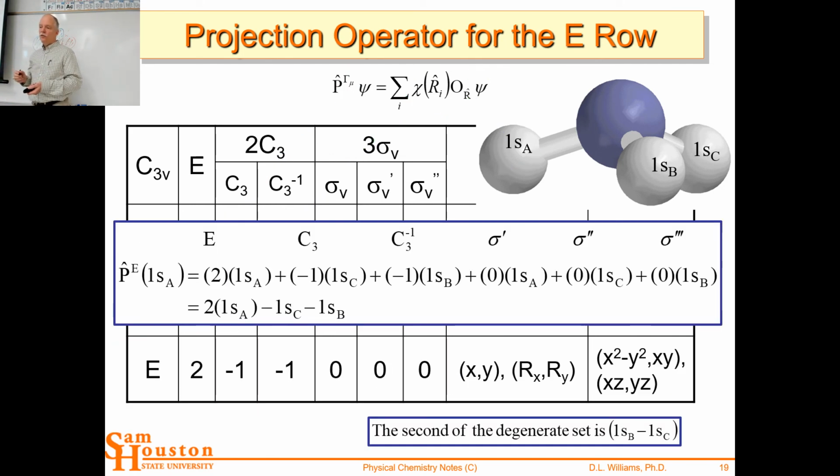This will be the last thing we do. We run through the E column, or the E row. We have the same A, C, B, A, C, B. But now the characters tell us under E, it's doubly degenerate, so there's a 2, and a -1, and a -1. So this tells us that the 1s orbital here has a magnitude of twice the others, and the others are out of phase with it. And so we could take this and we could draw that picture.